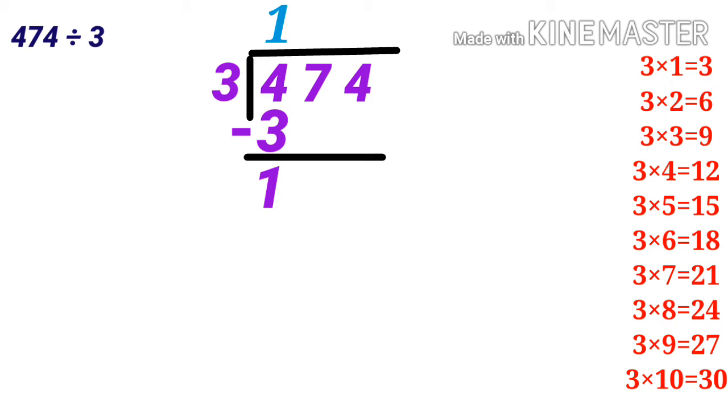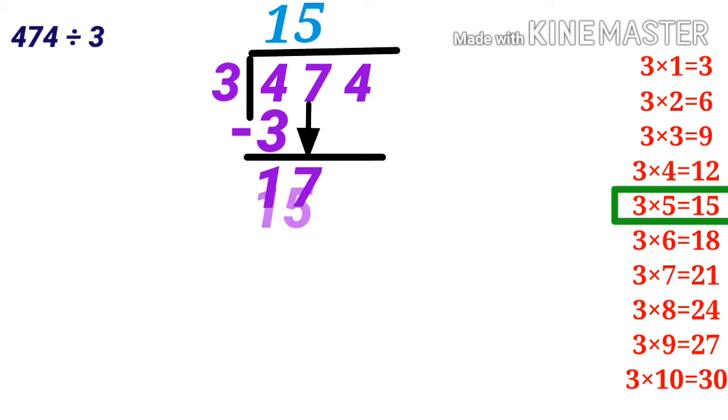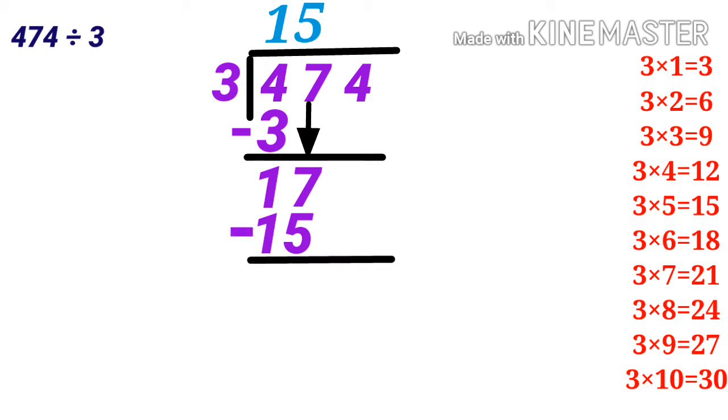I'll now bring the next digit, that is 7, down so that the next number to be divided is 17. Let me check how many 3's go in 17. It is 5. So I'll write this 5 above. Now 3 into 5 is equal to 15. I'll write 15 below 17. Next, I'll subtract 15 from 17 to get 2. Let me write this 2 below.